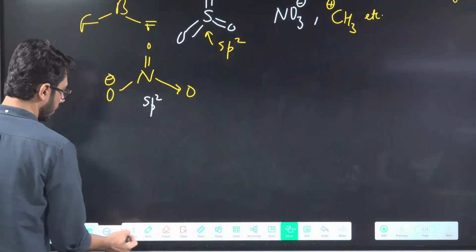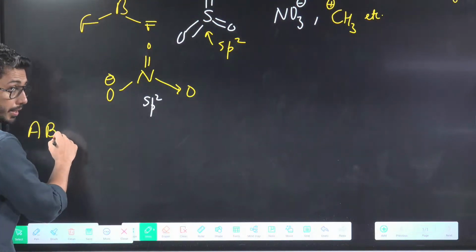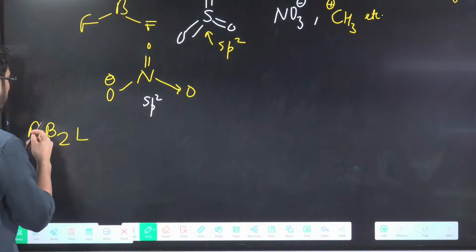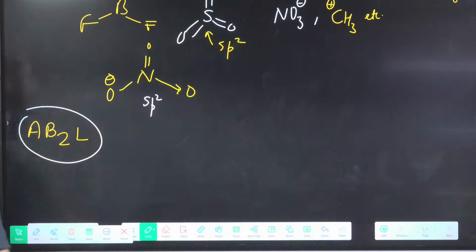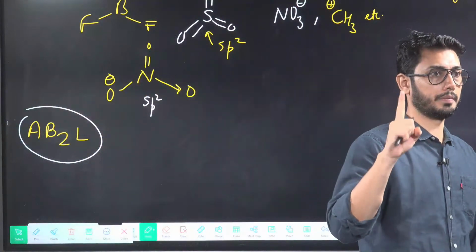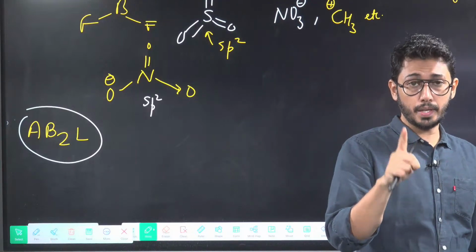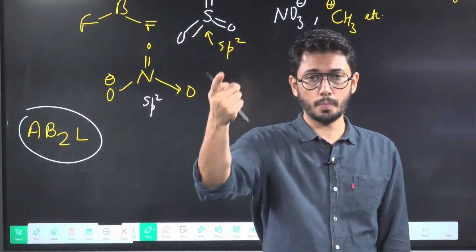So after this, AB3's third. I am writing from AB3. What is derived? AB2L or AB2E type. It means a central atom with 2 bond pairs and 1 lone pair. How many? 2 bond pairs, 1 lone pair, derived from which regular geometry?